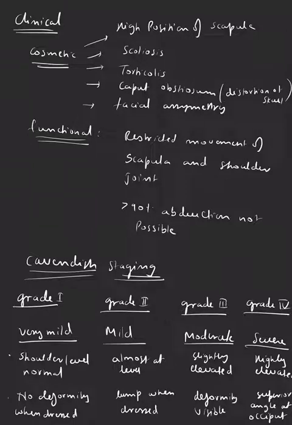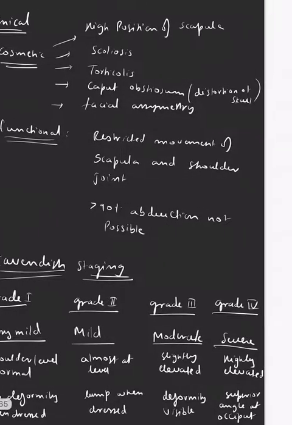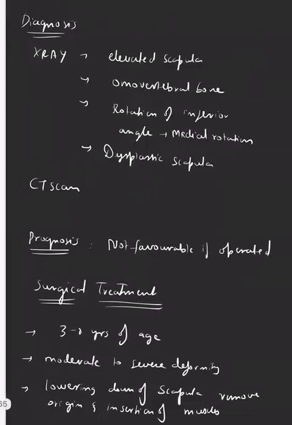And grade 2 is mild. The shoulders are almost at the same level, and a small lump is seen when the person is dressed. Okay, grade 3 is moderate, from almost at the level to slightly elevated, and the deformity is visible. Then coming to severe, a highly elevated scapula, and the superior angle is usually seen at the level of the occiput.